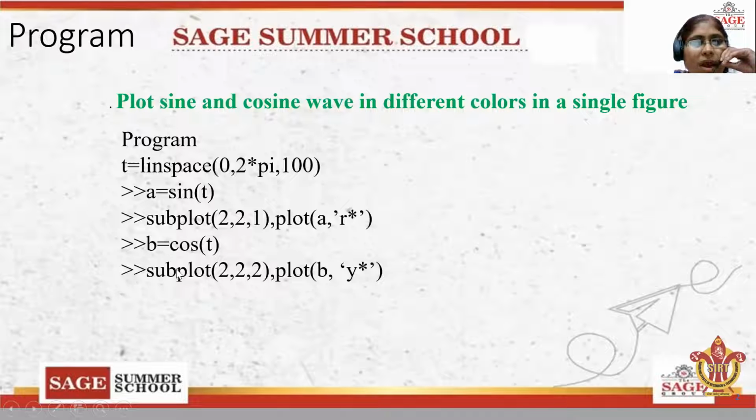Now next, I want to plot this cosine of t. So I wrote here subplot 2 comma 2 comma 2. This is showing the number of rows, the number of columns, and this 2 is showing that the following command will be plotted at number 2. So I wrote here plot b, the cos of t, and I want to draw this plot in yellow color. So I wrote y and star within apostrophes. This y is showing the yellow color and the plot will be drawn with the help of the star. So let us do it on MATLAB.